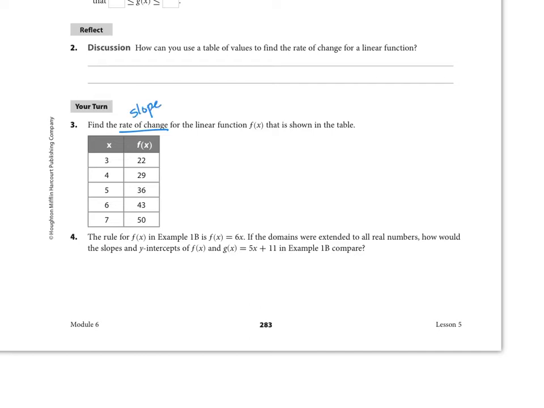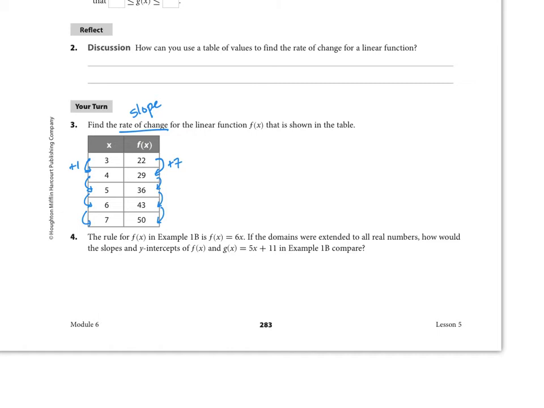So that means how much is the output changing here? It's changing by 7. And how much is the input changing? It's only changing by 1. And is it always changing by 7? It looks like it is. Always by 7. And this is always changing by 1.